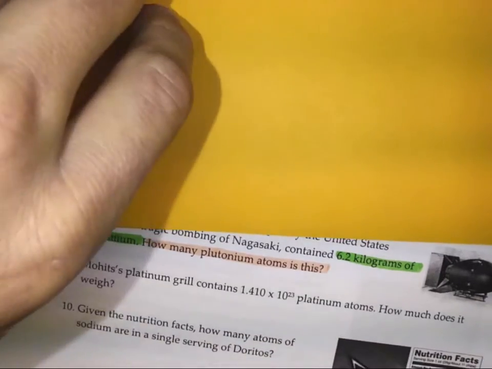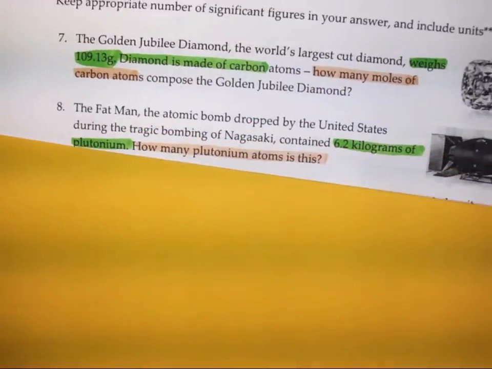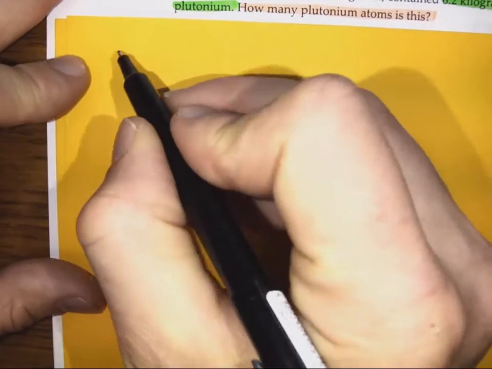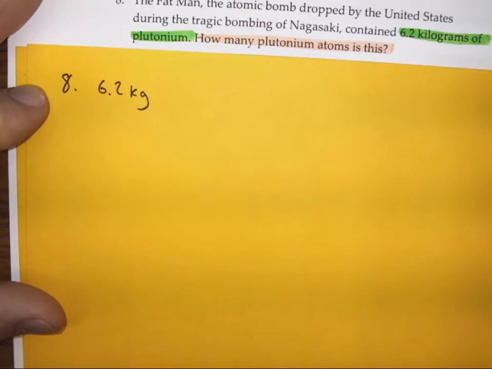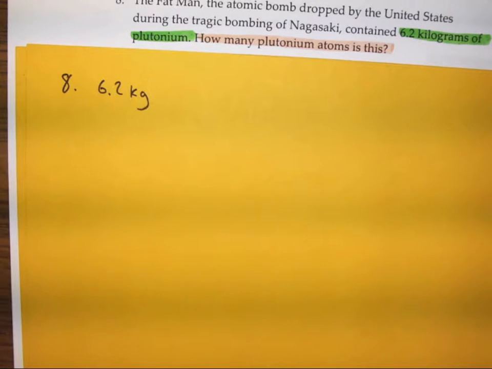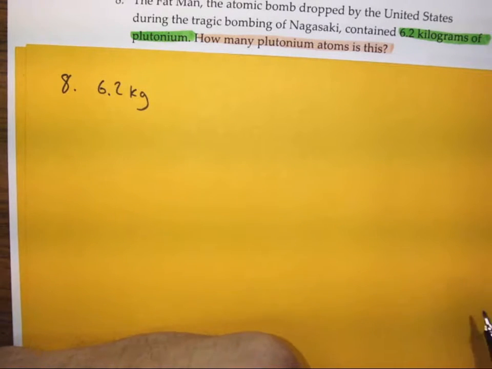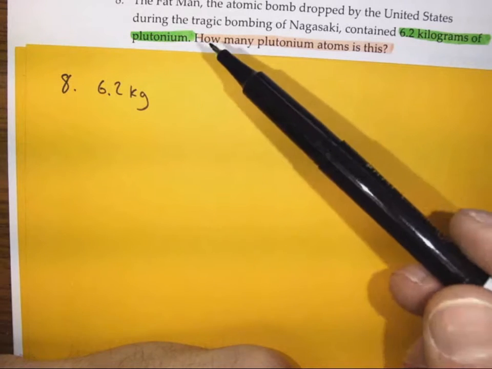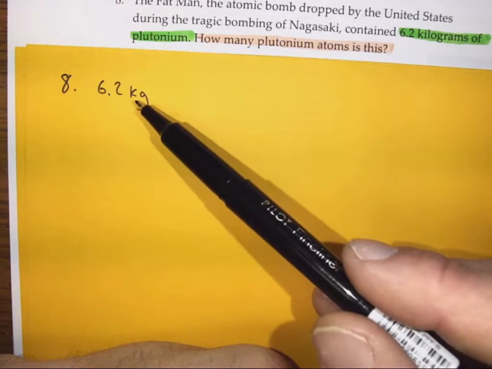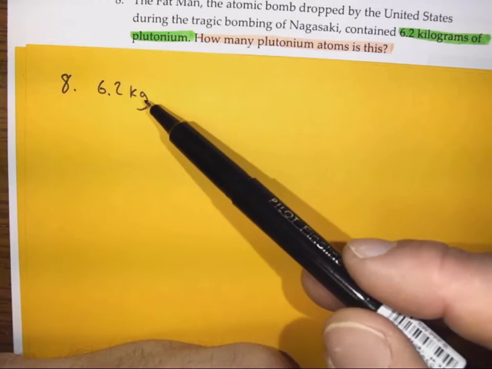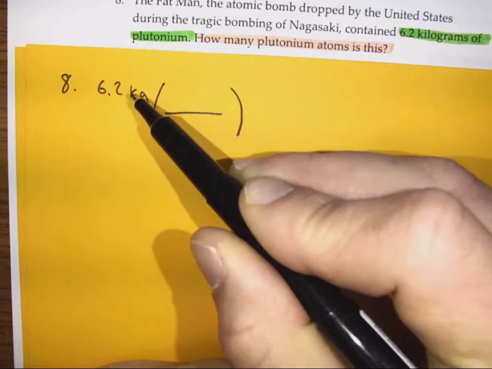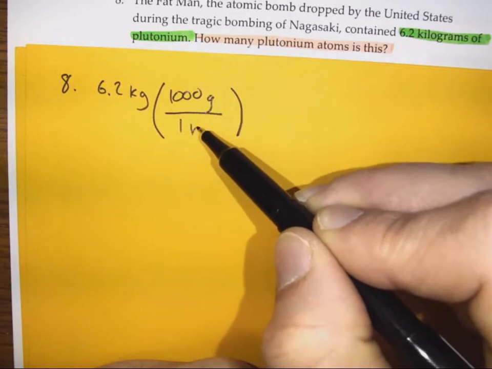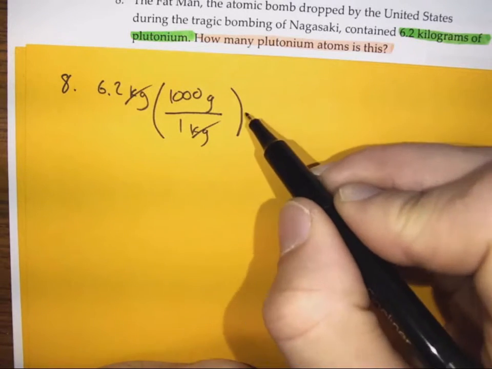All right. So for question 8, we're only given one quantity, 6.2 kilograms. In order to deal with that, I'm going to need to turn it into moles. So I can use a molar mass of plutonium, just like we did in question 7, to convert mass into a number of moles. However, I have kilograms, and molar mass usually converts grams into moles. So first I can turn that into grams. I know that there are 1,000 grams in 1 kilogram, and so they cancel diagonally.